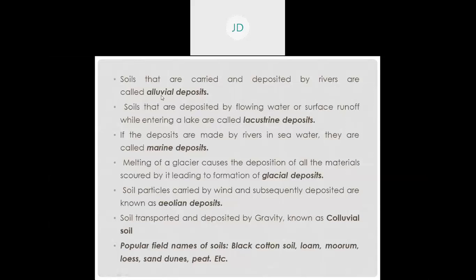Under alluvial soil we can also get two types: lacustrine deposit and marine deposit. Now what is the difference between lacustrine deposit and marine deposit? Both deposits are deposited by flow of water. But lacustrine deposits you can find in the bed of the lake. In the bed of the lake you will get lacustrine deposit.